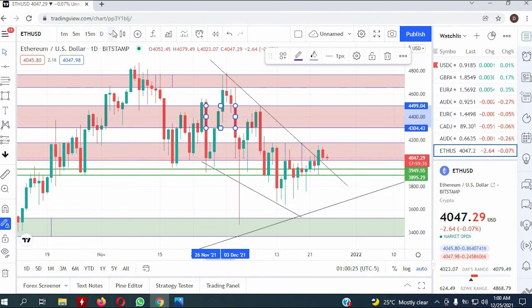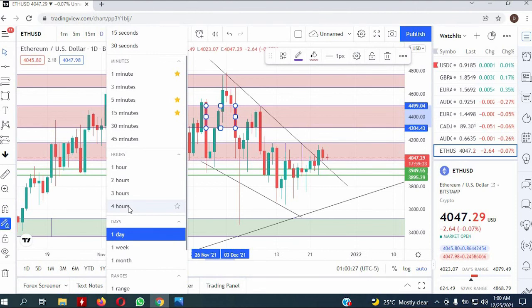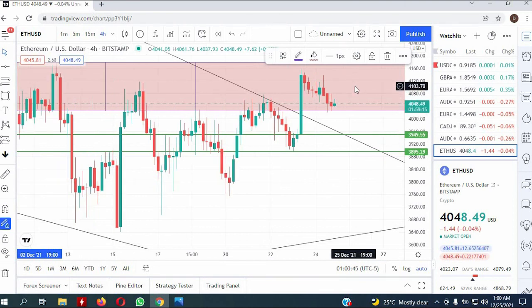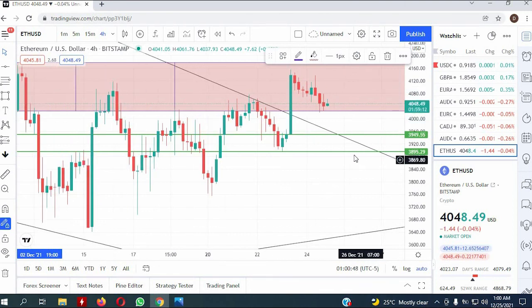Let's move over to our 4-hour time frame. Now if you are a day trader, the Ethereum is expected to pull back into this area for a retest before pushing further up and continuing the bull trend. Now if this area right here supports the Ethereum, it will push further up. Now that's it for the Ethereum.